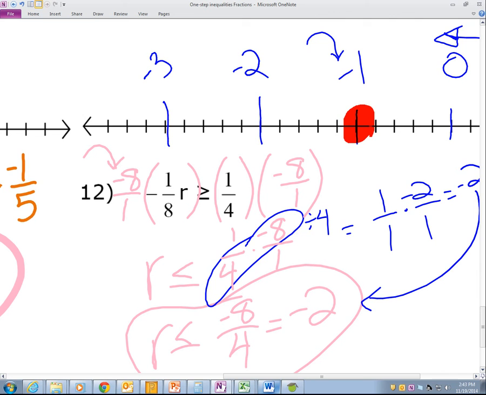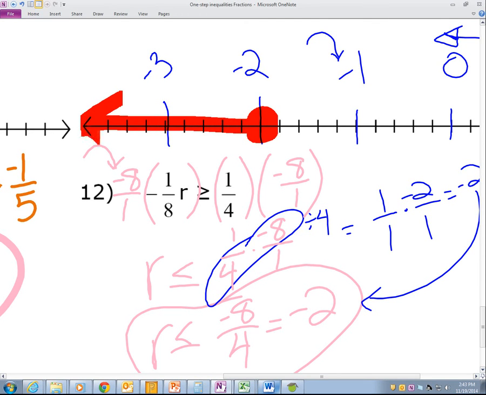So here is negative 1, but that's wrong. Here's negative 2. It's a closed-in circle. The variable's on the left, so that means I can just follow the same direction. Okay? That's all she wrote.